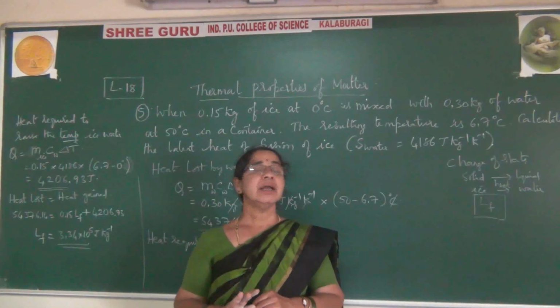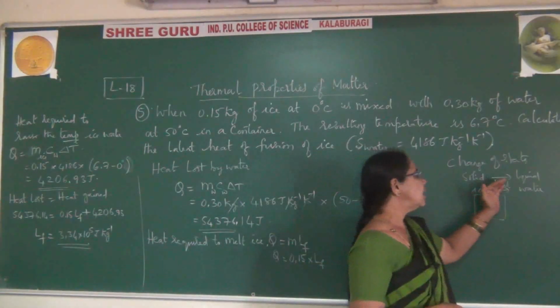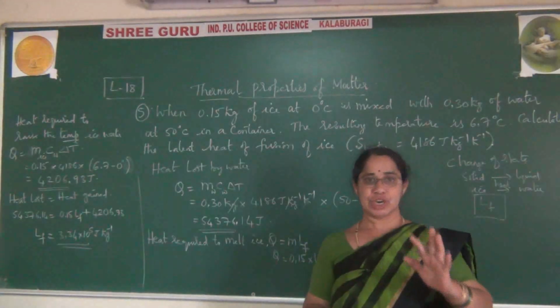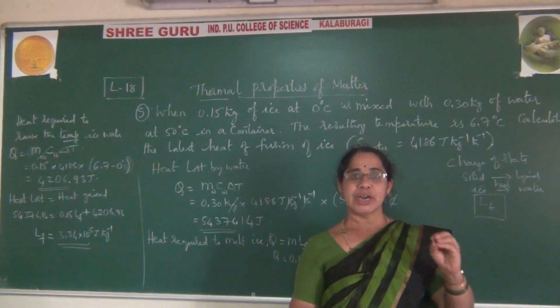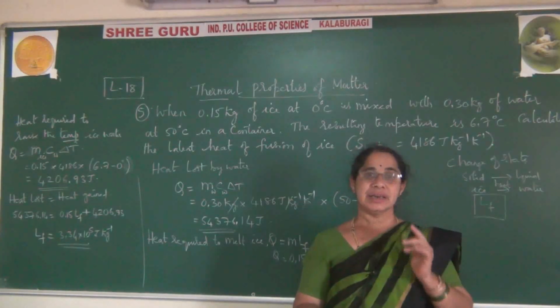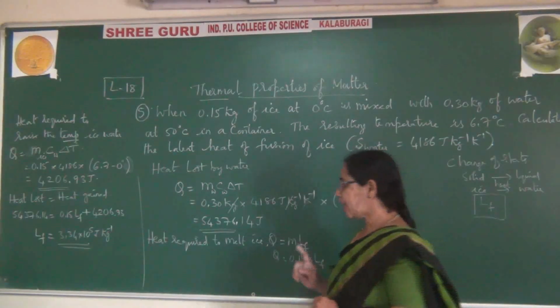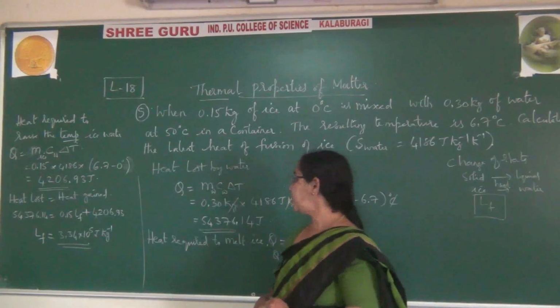Before that, what are you doing? Ice is converted to water, which is nothing but the change of state, the latent heat of fusion of ice. Because ice to water is solid to liquid: when a solid is heated, it becomes liquid. That change is the latent heat that you are calculating here. To calculate this, first we have to proceed step by step.